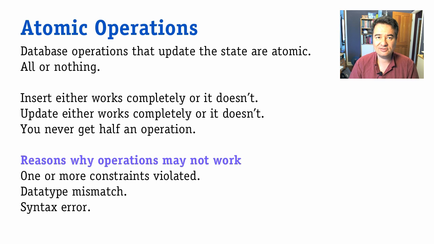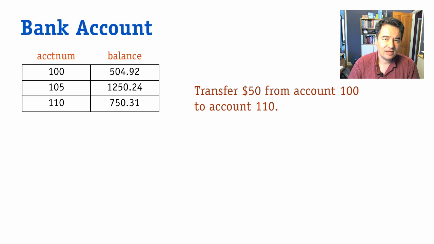But in all these cases, either the operation goes to completion or it is undone, and it's as though the operation was never done at all. Let's look at a single table here. I've got a table representing a bank account. It's got an account number and a balance. And what I want to do is transfer $50 from account 100 to account 110.